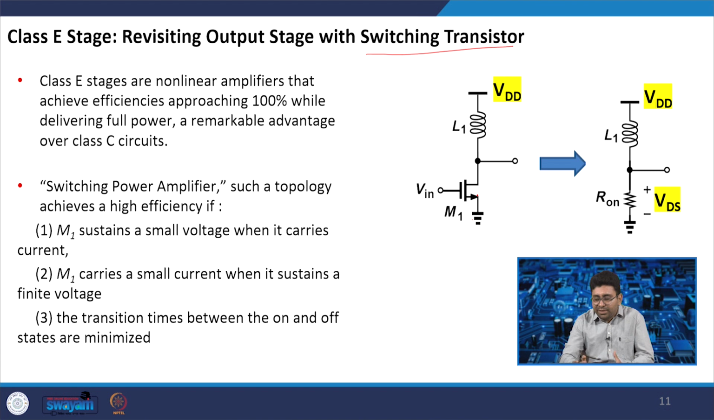So if we have an ideal switch kind of configuration, then we can have a better efficiency. Though, as shown in this figure, there is a certain on resistance, and when it is off there is some leakage current, because of that we cannot achieve 100% efficiency, but it will be close to the good efficiency that we want.